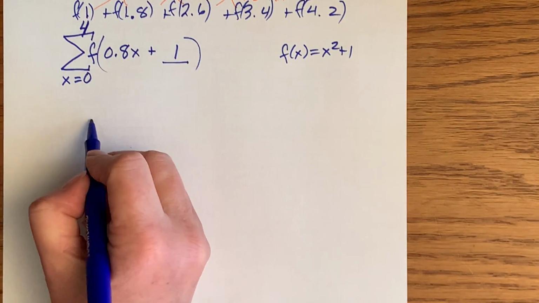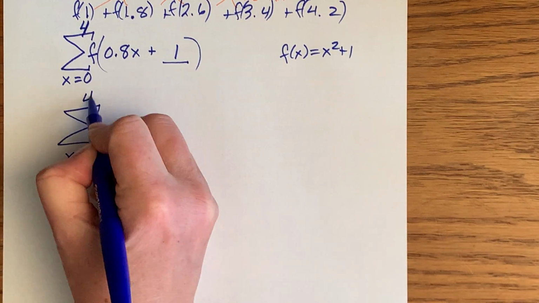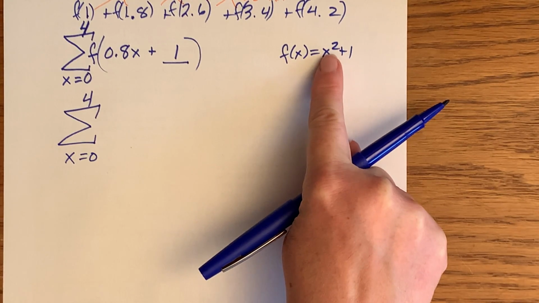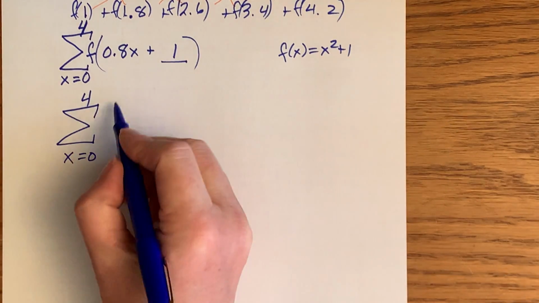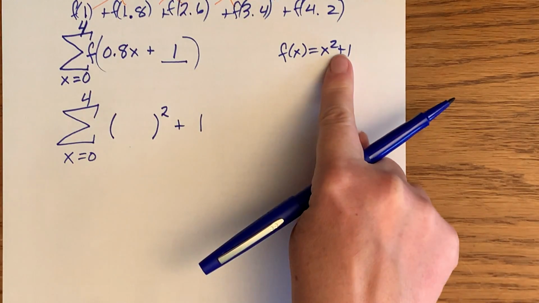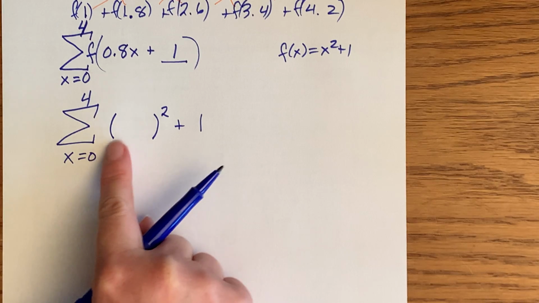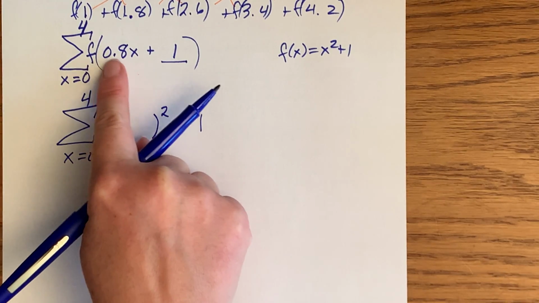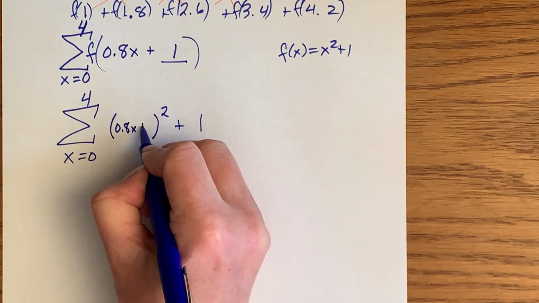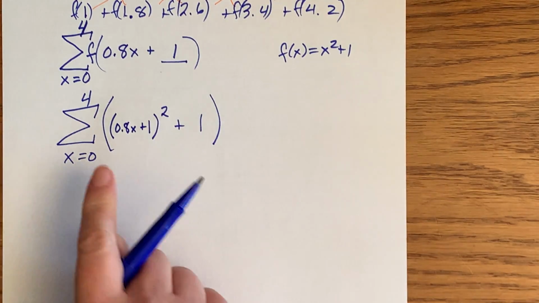Let me show you. Here's the function. It's right here. Look right here. Are you looking here? Instead of writing x squared plus 1, I will write blank squared plus 1. You see that? What goes in the blank? Oh, 0.8x plus 1. 0.8x plus 1. Yeah, big parentheses. Now, those are the heights.